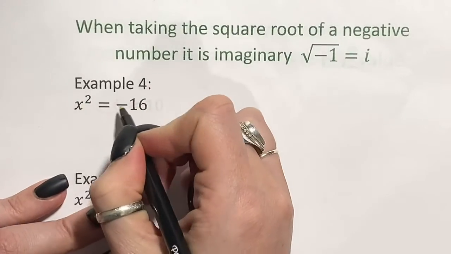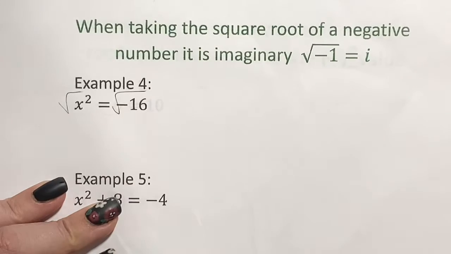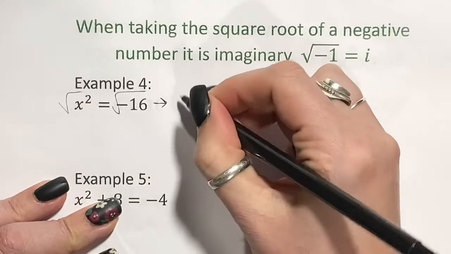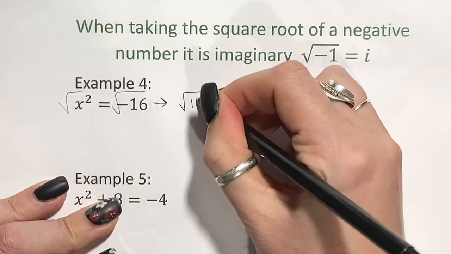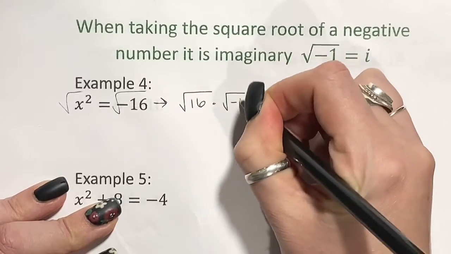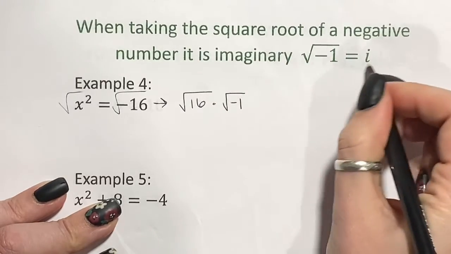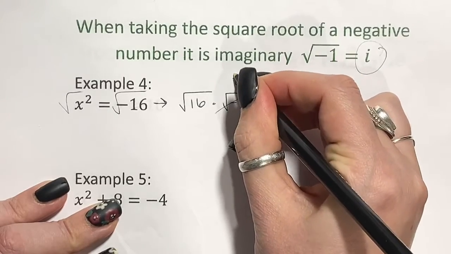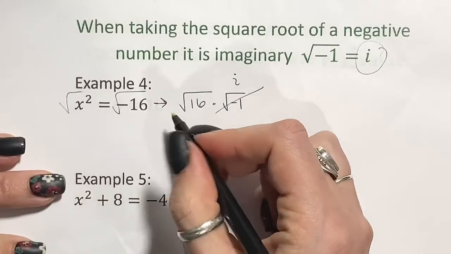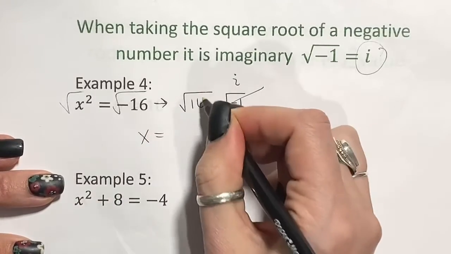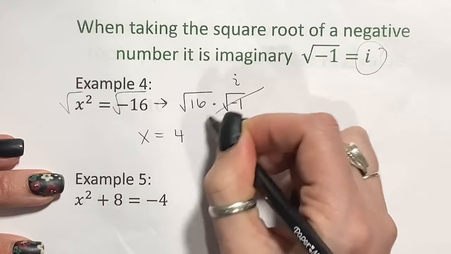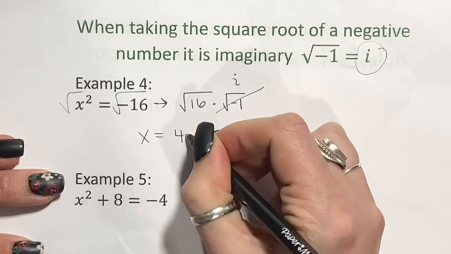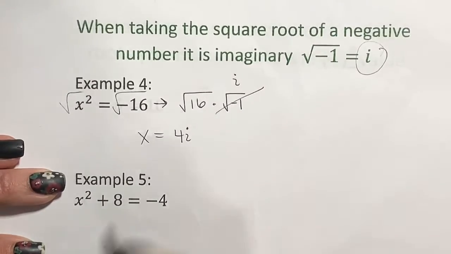If I have x squared equals -16 and I try to take the square root of that, in the past I would say, oh, can't do it, can't take the square root of a negative, and we would just move on. But what we're going to do is think of this as being the square root of 16 times the square root of -1. But that square root of -1 we're going to write as an i, a little cursive i. So we would get x equals the square root of 16, which is 4, and then we have that square root of -1, which is an i. And that would be your answer.